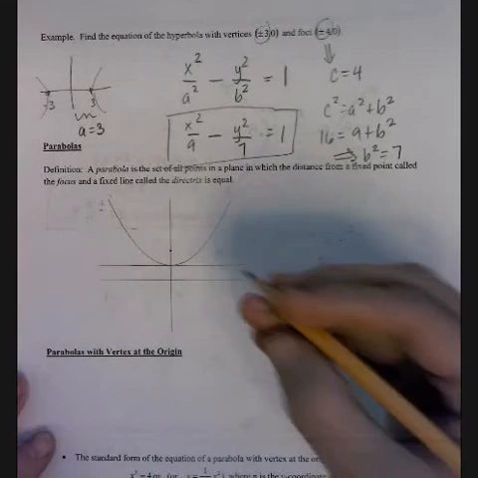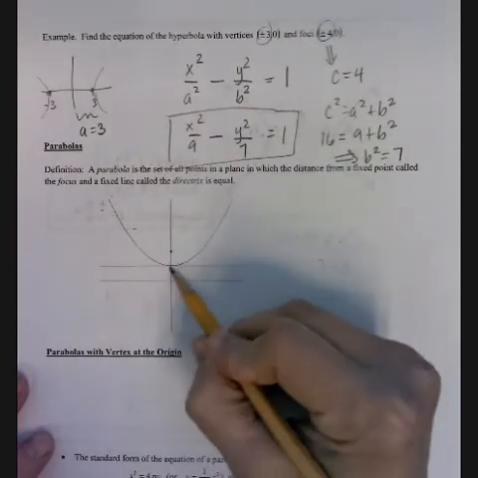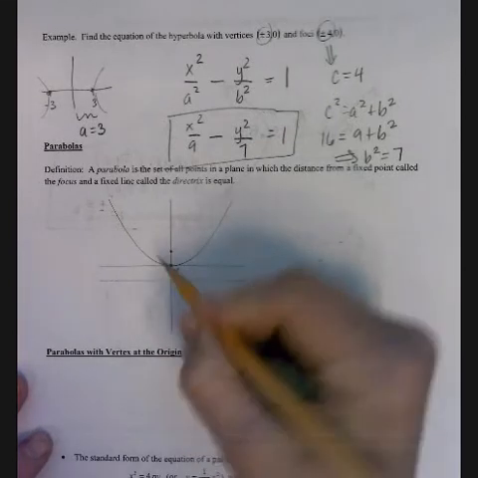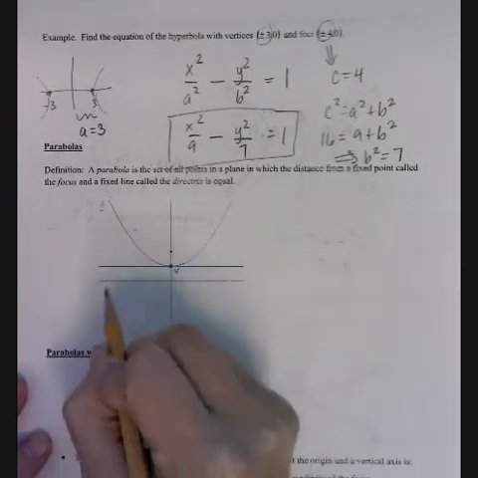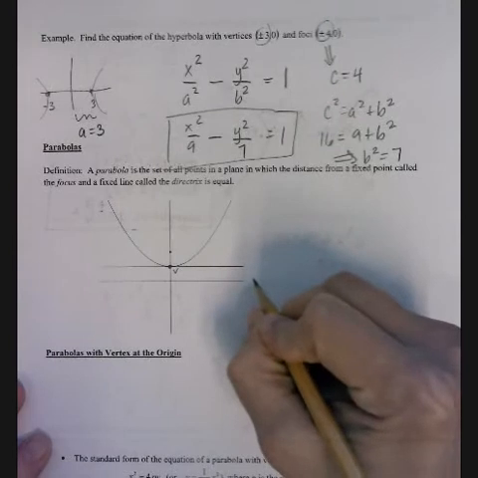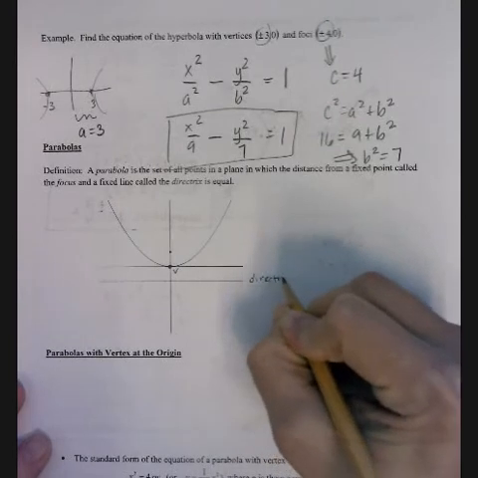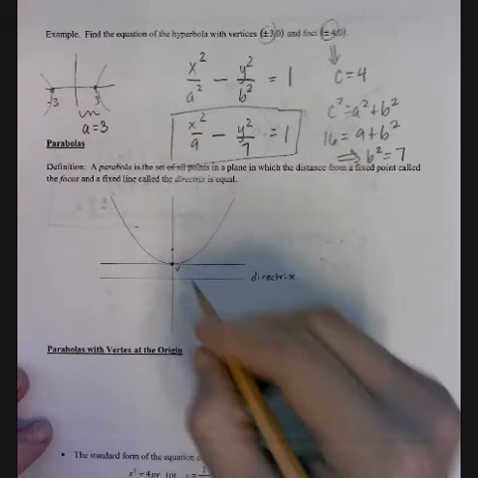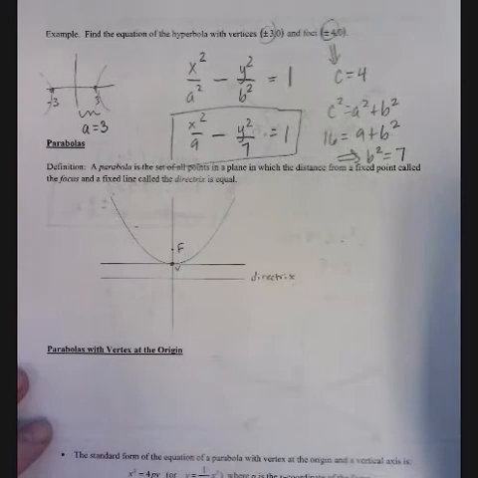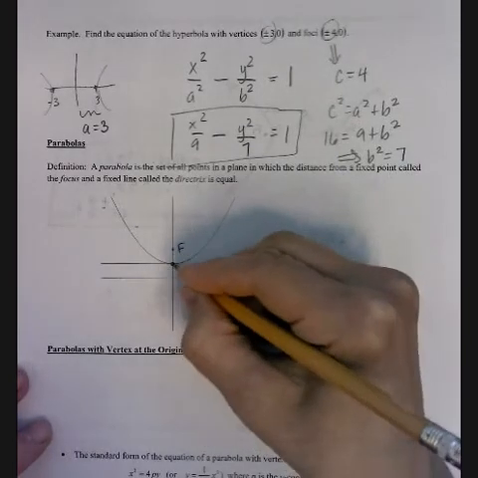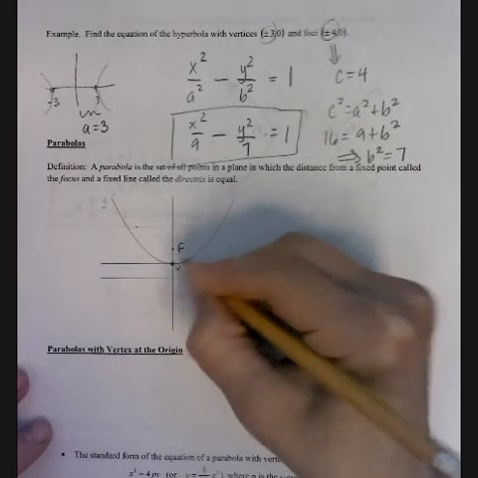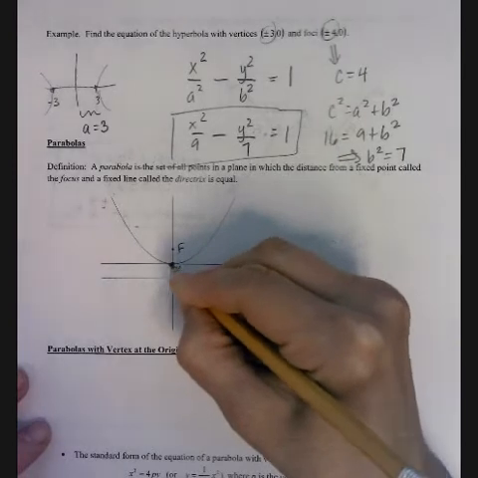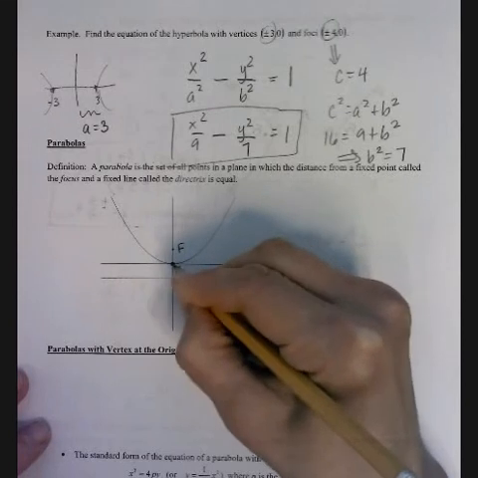So the vertex of the parabola is halfway in between this line, which is called the directrix, and it's a dashed line here because it's not actually part of the graph. And then this is the focus. The distance between every point on the parabola and the distance between the focus and every point on the parabola.